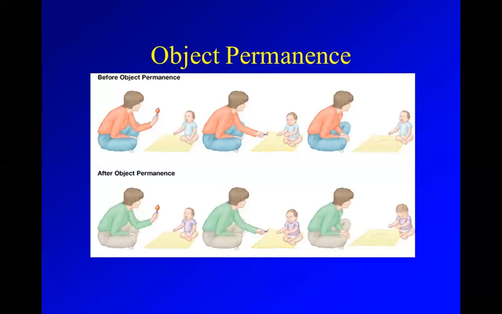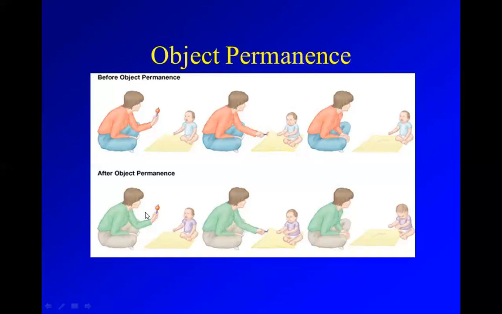I have chosen this picture. Here you are seeing that the mother is showing a rattle to the child, and now she has concealed, she has hidden the rattle under a cloth, under a bed sheet or under a mat. And here you will see that the child is not trying to find the rattle because he thinks that the rattle is no more. But after object permanence, after some months, the child becomes aware of things.